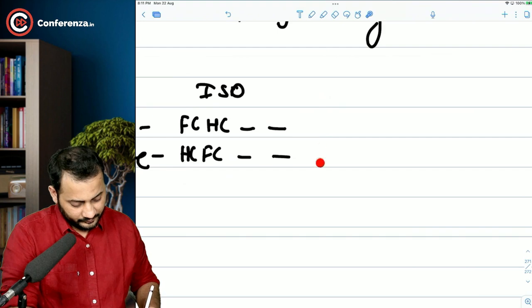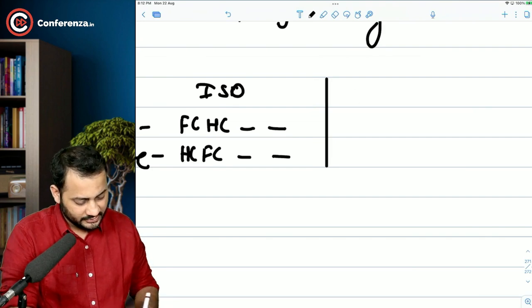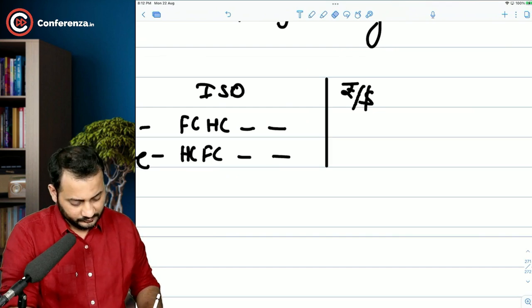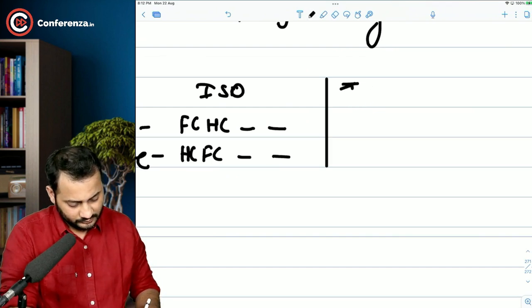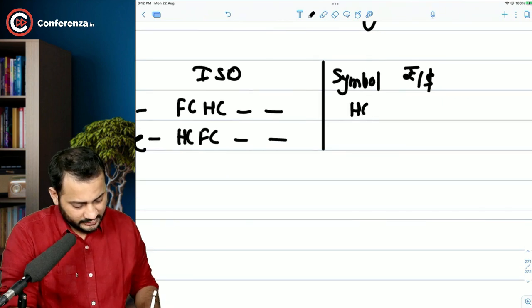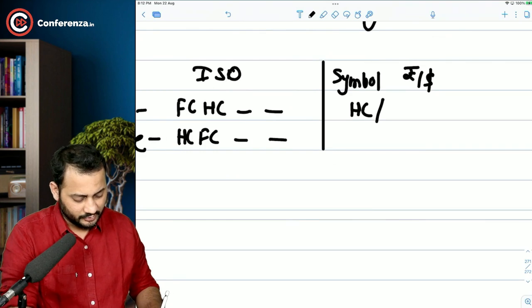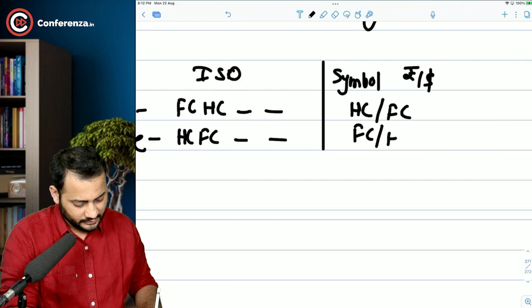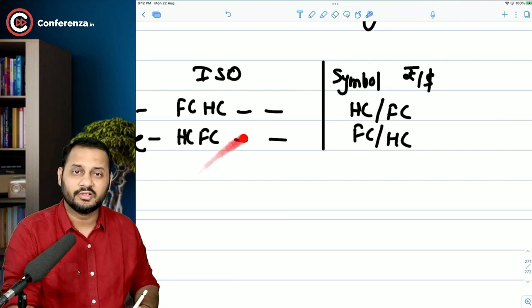But I will tell you one more thing. What will happen if the quotations are given to you in symbol form, like rupees per dollar? Okay? Let me write it down first and give you an example as well. If it's in symbol form, like rupees per dollar, what are you going to do? Direct quote is nothing but home currency divided by foreign currency, and indirect is foreign currency divided by home currency. So exactly opposite of that.